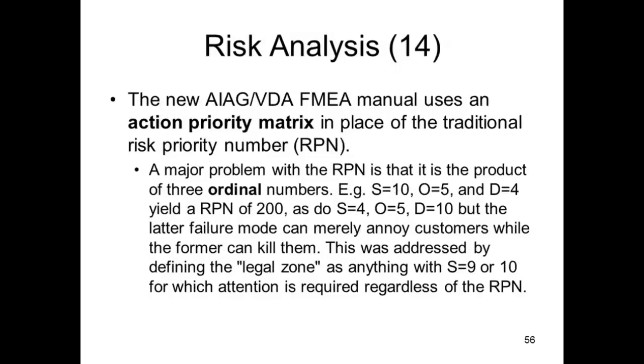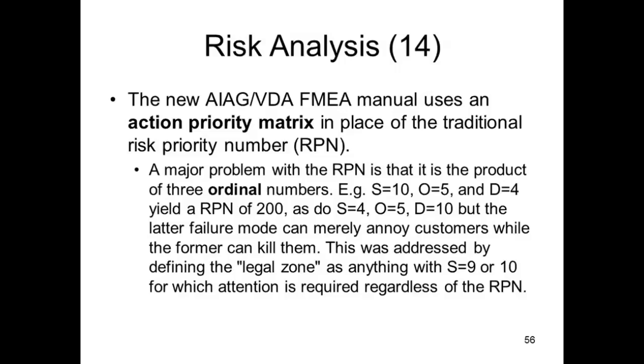So we have one with a severity of 10, which means it can kill somebody, with a risk priority number of 200, and another one with a severity of 4, which can only annoy the customer. On the other hand, it's going to happen more frequently because there's really no detection control and there's a moderate occurrence rating. So we have 2 things with the same risk priority number, one of which can annoy a lot of customers, and the other which can kill a few customers, and obviously the one with severity of 10 requires a lot more attention than the one with severity of 4.